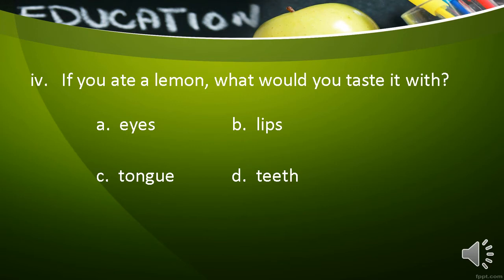Question number 4. If you ate a lemon, what would you taste it with? A option eyes, B lips, C. Tongue. D. Teeth. The answer is tongue. We use tongue to taste the lemon.